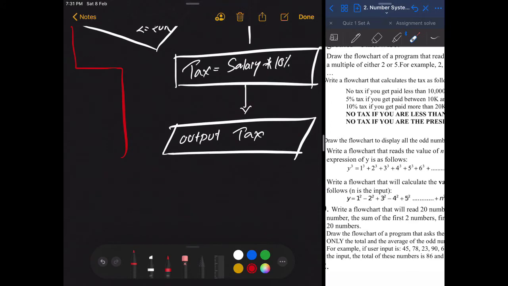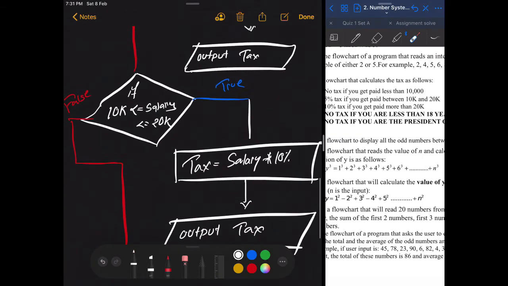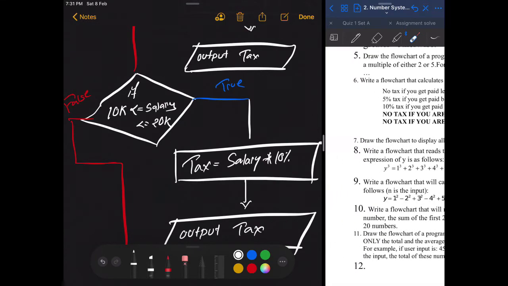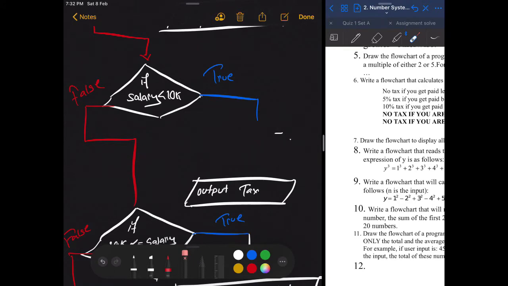However, if his income is not between 10,000 and 20,000, that means the person's income is of course more than 20,000, and he's 18 years or more, and he's not the president of the company. In that case, however, I made a mistake here. I didn't see the question. If his income is less than 10,000, then he wouldn't be paying any taxes in the first place. So we don't need to do all these calculations. We're just going to show the output that he doesn't need to pay any taxes. So the output would be no tax.